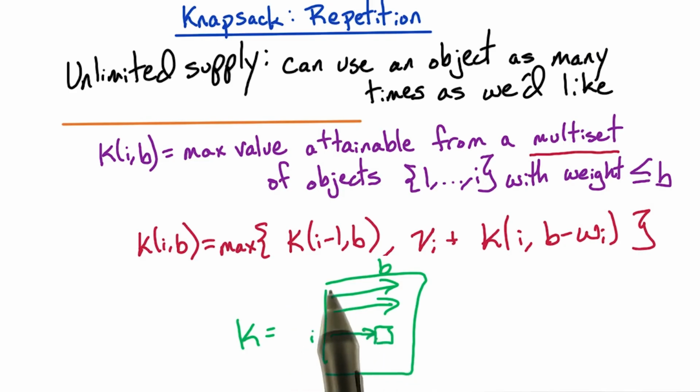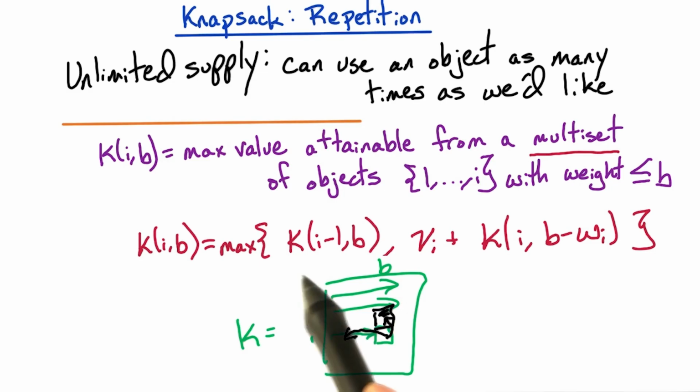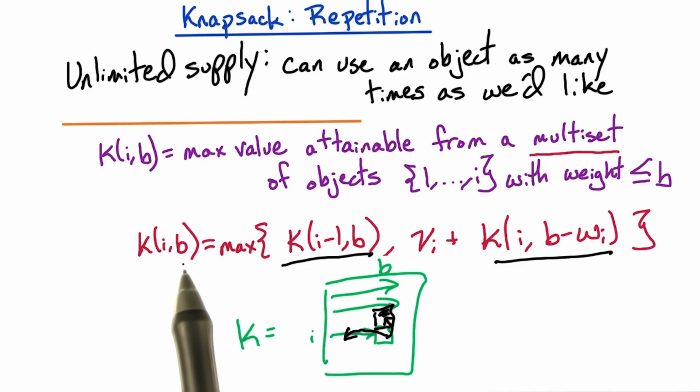Now, what entries does this recurrence require? Well, it requires the entry which is one row above. And in addition, it requires the entry which is in the same row, but earlier in that row. So that will already be completed in the table. So these two entries that are required by this recurrence are already completed by the time we get to this current entry, K(i,b). So it's a valid recurrence. It expresses K(i,b), the current subproblem, in terms of smaller subproblems.